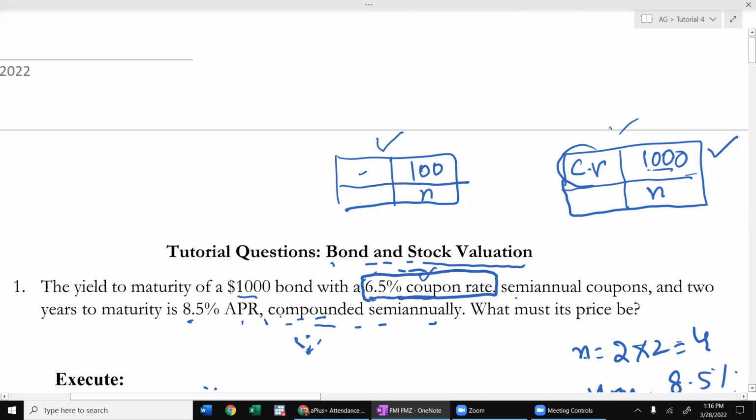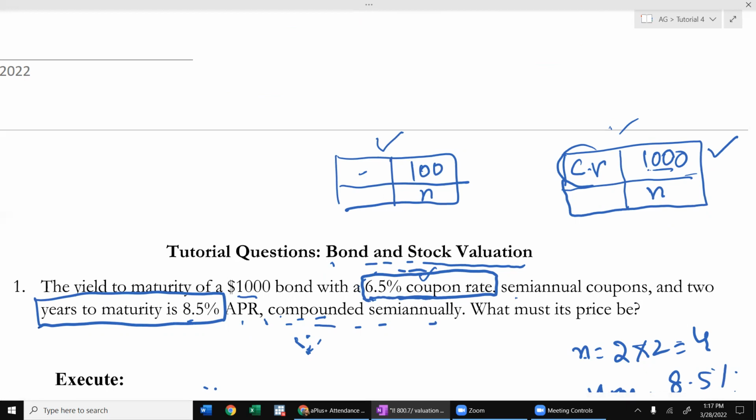6.5%, right? YTM is equal to how much? 8.5. Yeah, so will that bond be trading at par, discount or premium? Is it premium, sir? Discount, sir. Okay, so one is saying premium, one is saying discount.